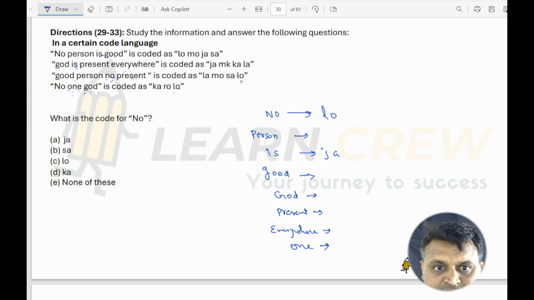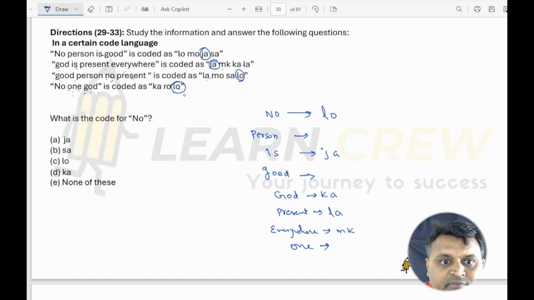So LO is fixed and JA is fixed. Now God is there in these two, and what is common? KA. So I can take God as KA. Present is there here and here, and the common one is LA. So present is LA. Everywhere is there only here, so everywhere is MK.